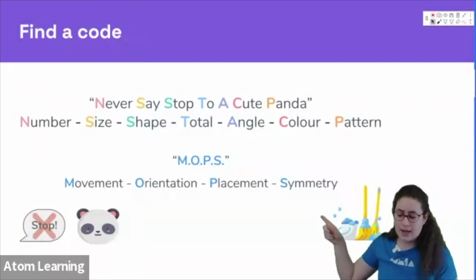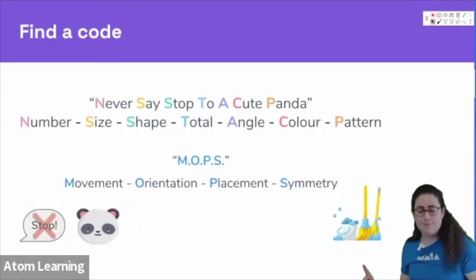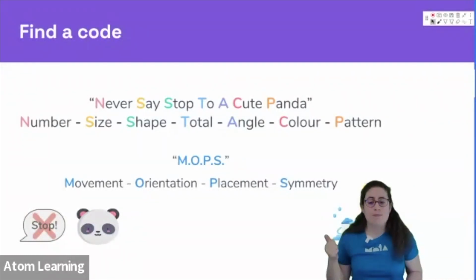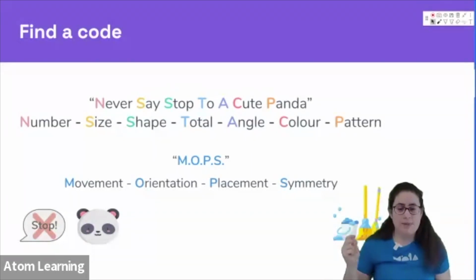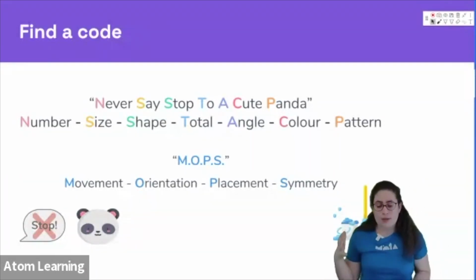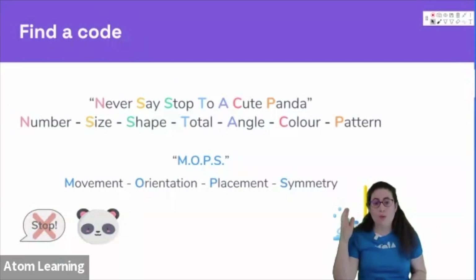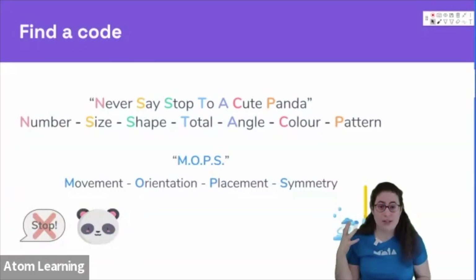Our second mnemonic is MOPS. These are MOPS. That's a good way to remember movement, orientation, placement, and symmetry. These are also things that you can look out for whenever you are trying to solve an NVR question.